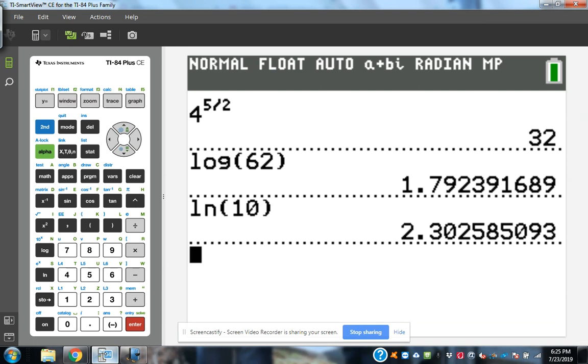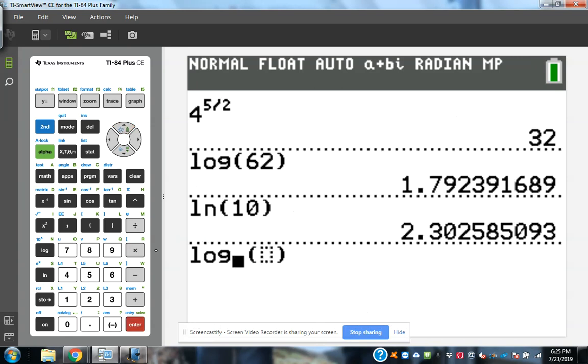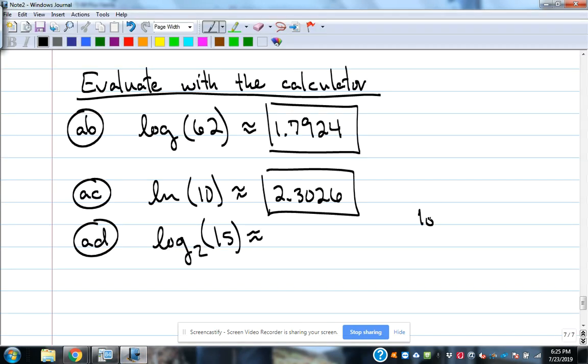Now, here's how you can get a log base 2 with your graphing calculator. They've gotten really fancy with the programming that they've done. What you do is you hit the math button and press up to get down to the bottom of that list, and you're looking for the option that says log base. Then it gives you this fancy looking thing that has a box for the base 2 and then 15, and it'll work that out for you. Okay, log base 2 of 15.